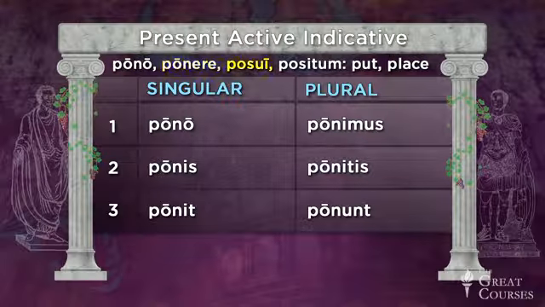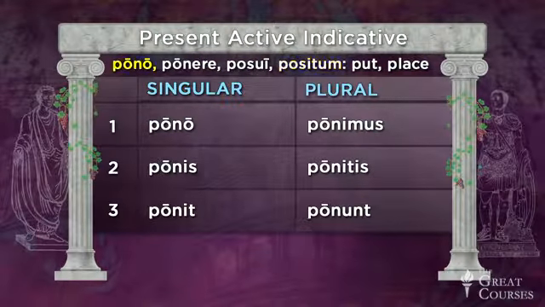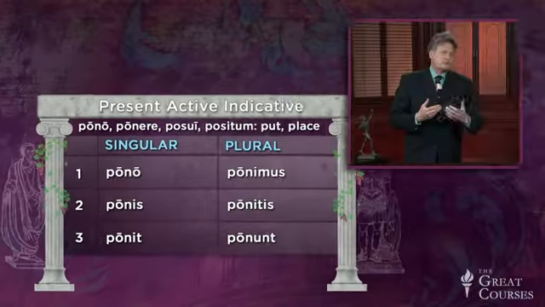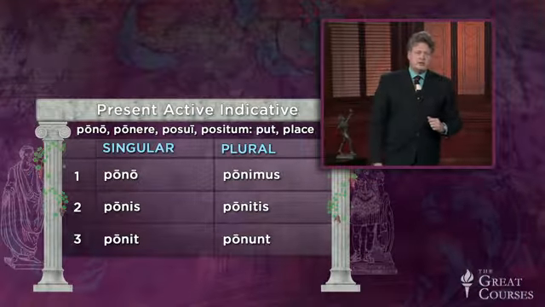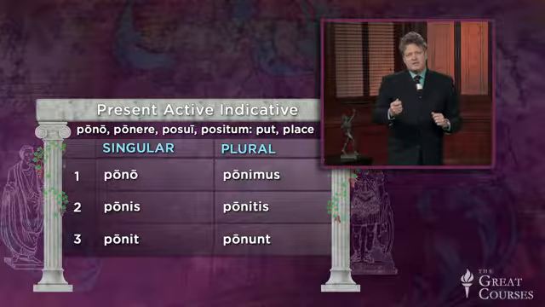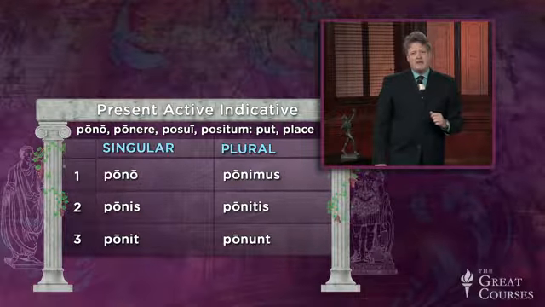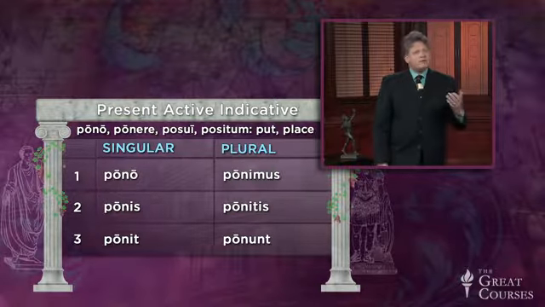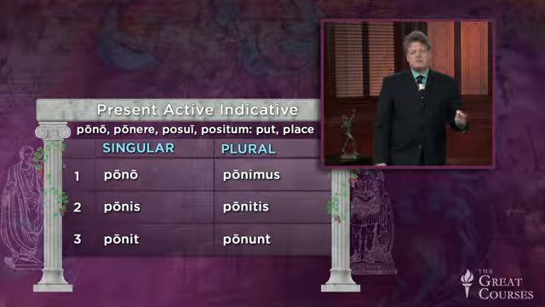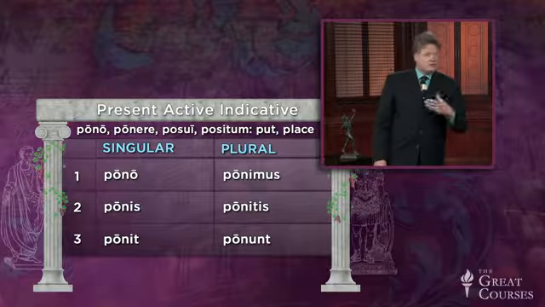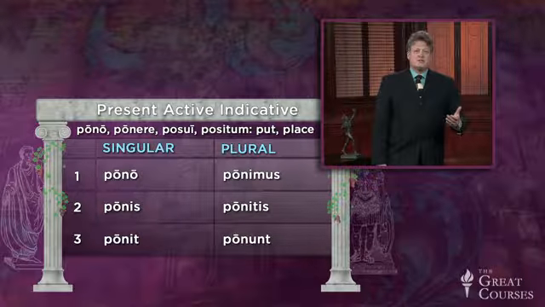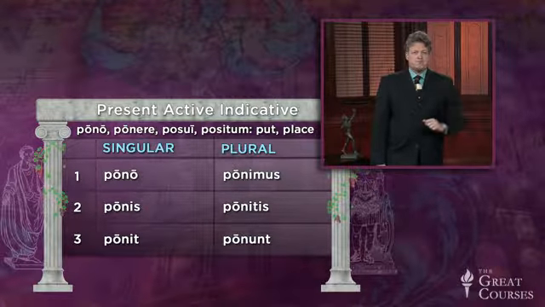Our model verb going forward will be pono, ponere, possui, possitum. To put, to place, or to put away. Let us conjugate pono in the present active indicative, remembering to use an O in the first person, then to insert short I's before the personal active endings until we arrive at the third person plural, where we insert a U. Ready?